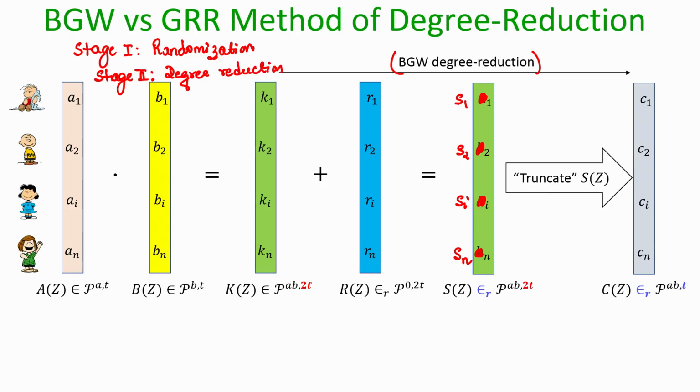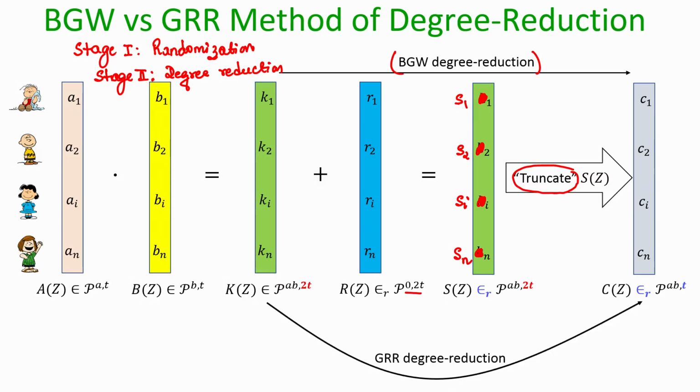The randomization is done by adding random shares of 0 lying on a 2t degree polynomial, and then the degree reduction of that 2t degree random sharing to t degree random sharing happens via the truncate operation.